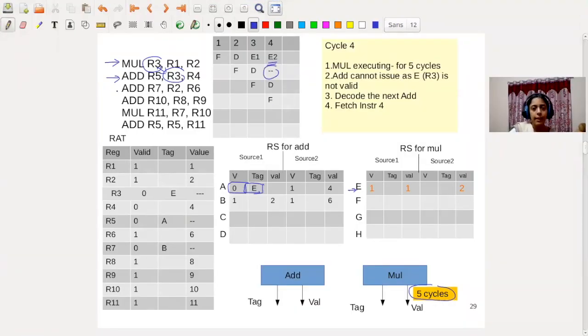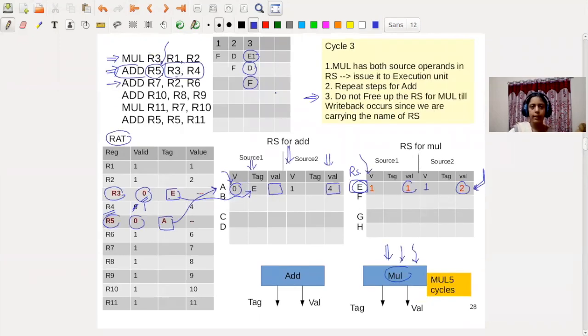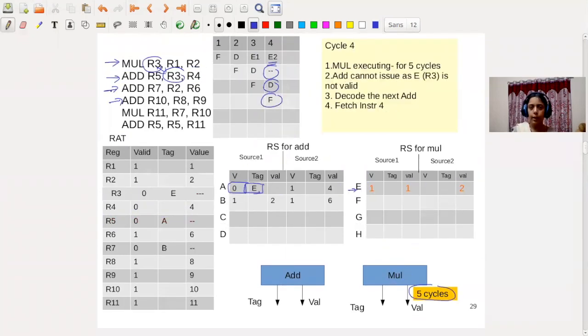But now you can see the out of order execution from the next cycle onwards. Now the third add has been decoded, and the fourth add has been fetched. In the previous cycle we had fetched the third add, and now we are decoding it. I'm not going to repeat the steps. We repeat the same steps as we did for the previous instruction.